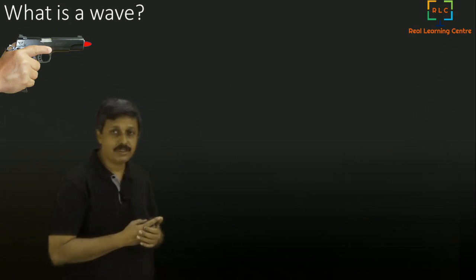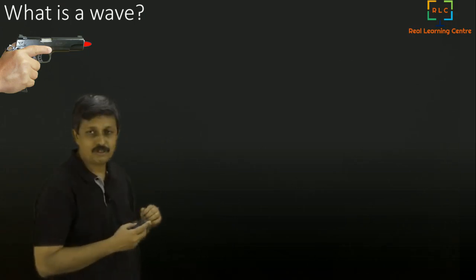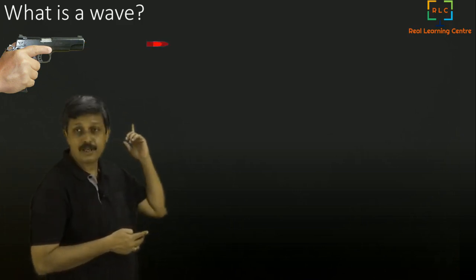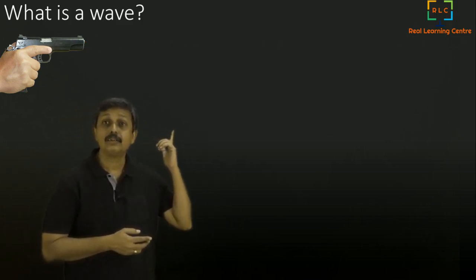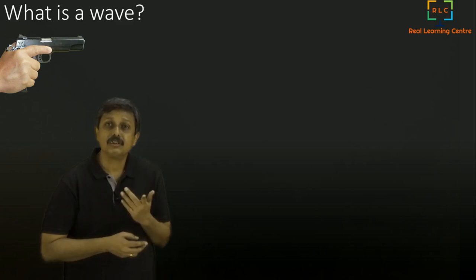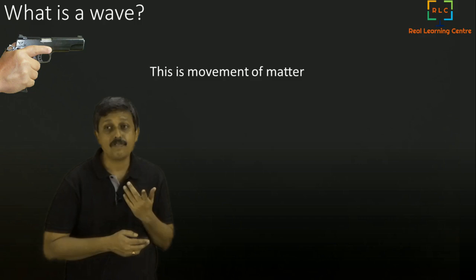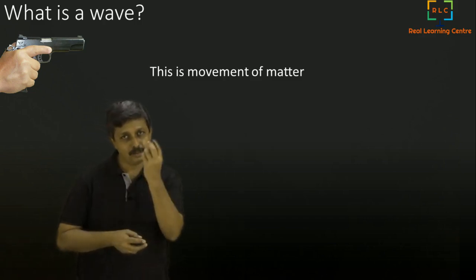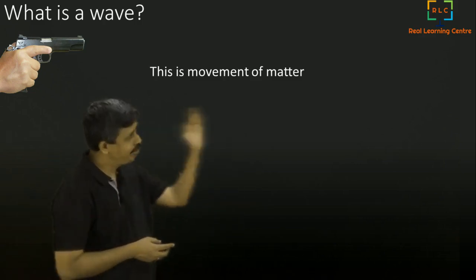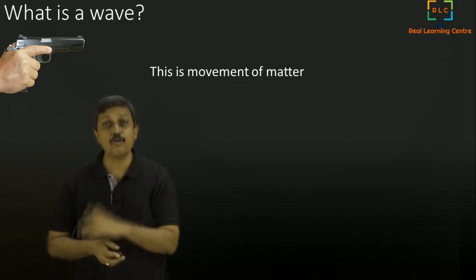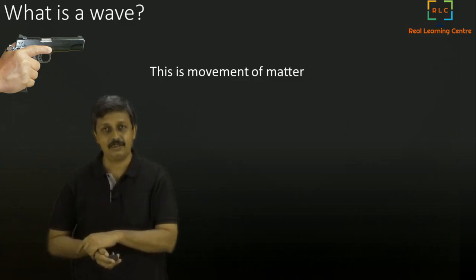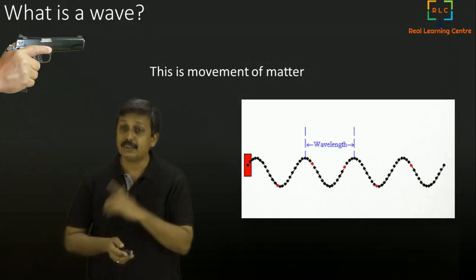So let's start with a simple demonstration of a bullet coming out of a gun. We call it movement of matter. Bullet is matter and it has moved from left to right. So it's called movement of matter. Now let's understand another scenario.